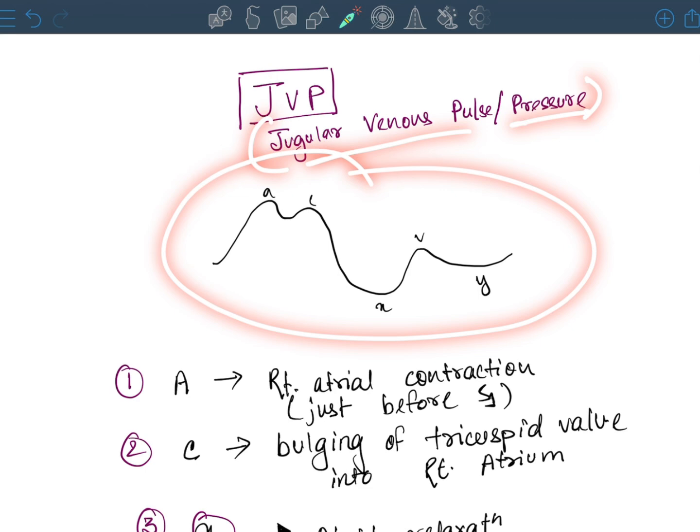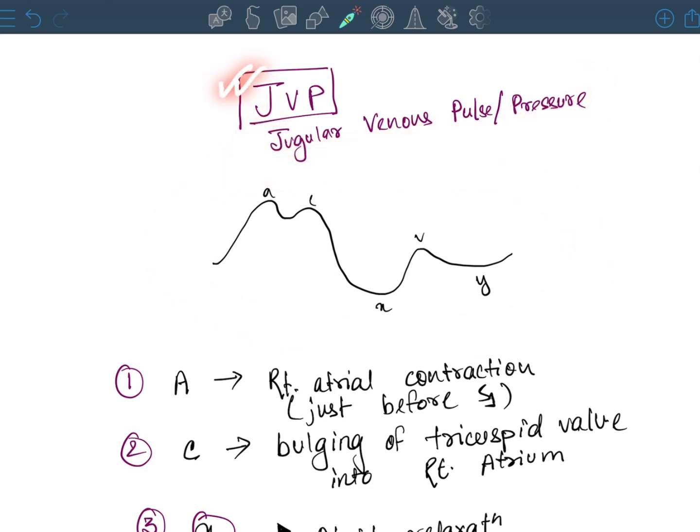Let me tell you one thing: if you find a raised JVP in any person, it is mainly associated with right heart failure, meaning right heart conditions. These are the waves: A wave, C wave, X descent, Y descent, and V wave.